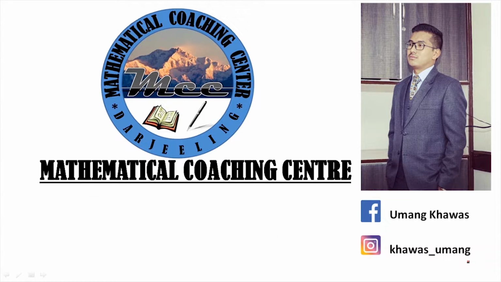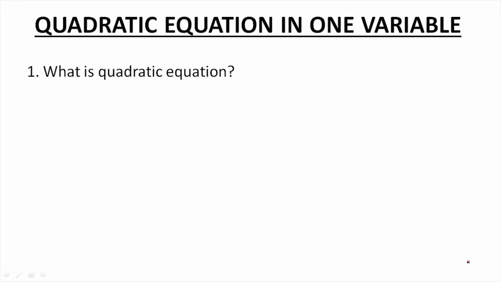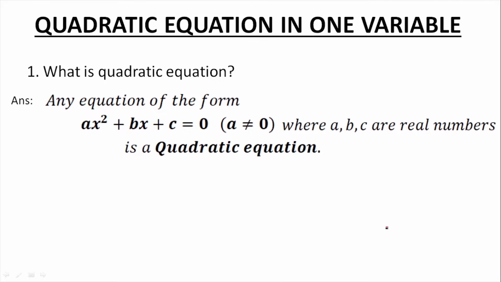So let's begin with the lesson. First, let's see what a quadratic equation is. Any equation of the form ax square plus bx plus c equals 0, where a, b, c are all real numbers and a should not be equal to 0, is known as a quadratic equation. So let's see a few examples.